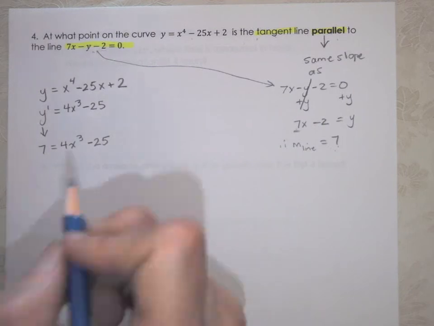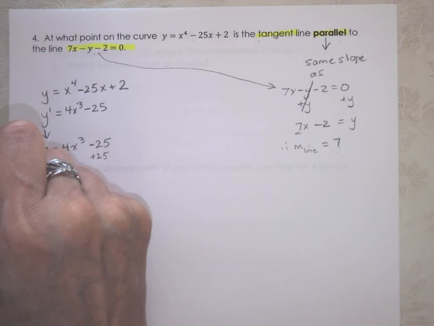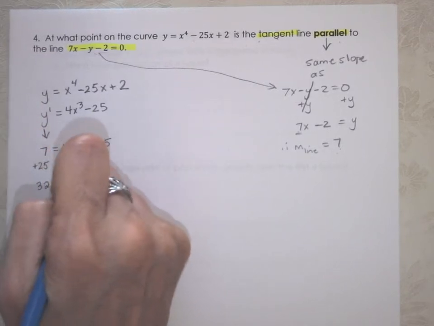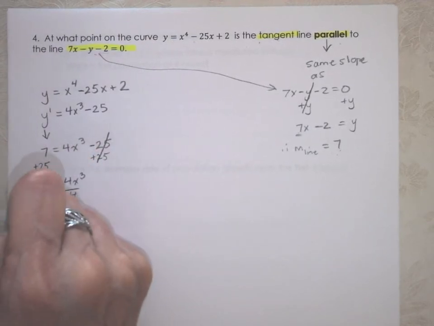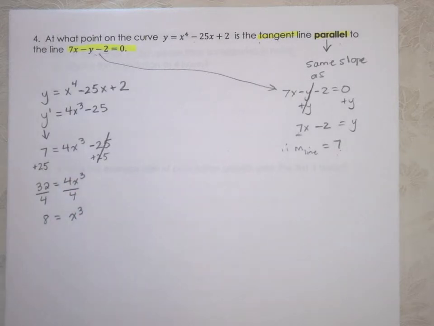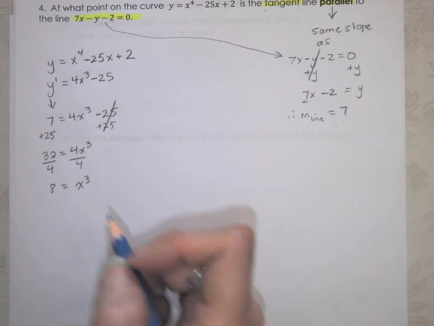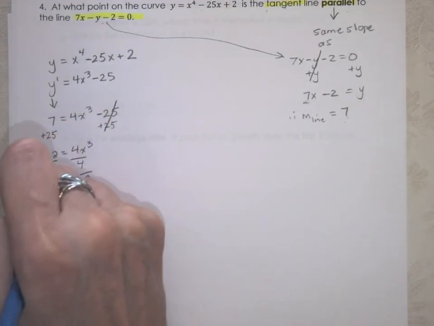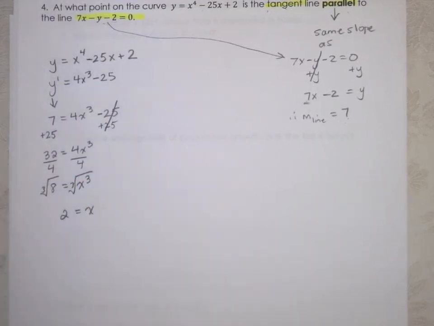And now we want to solve for x. So we can add 25 to both sides. 25 and 7 is 32. Divide both sides by 4. And then we want to get x by itself, so we can cube root both sides. So that gives us that x is 2.